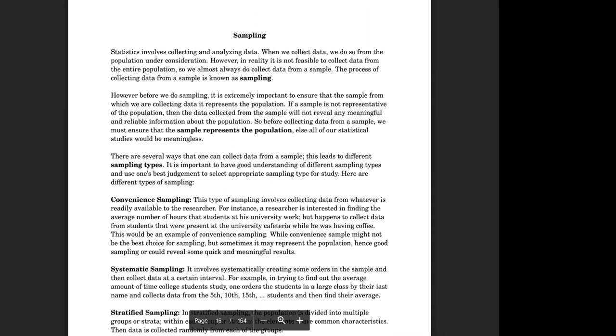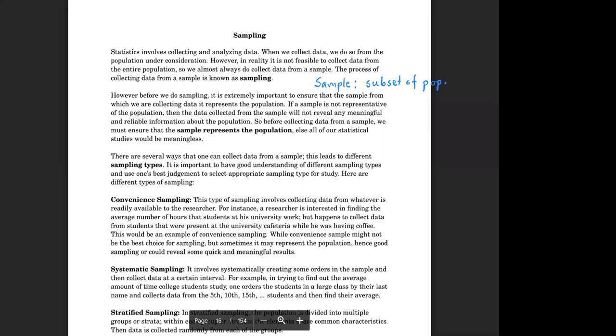So sampling. What is sampling? Sampling is the collection of data from a population. You are collecting data from the population, and you remember the definition of sample, right? A sample is a subset of the population. So when you're doing sampling, in essence, you're collecting data from the population, and pretty much always it is going to be a subset of the population.